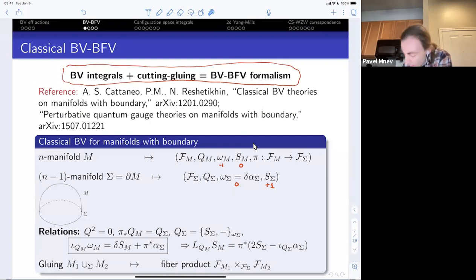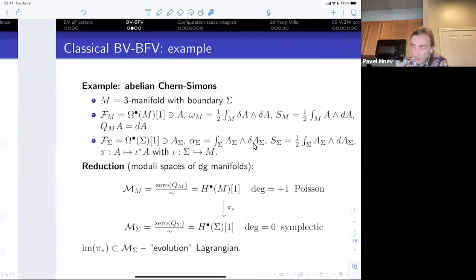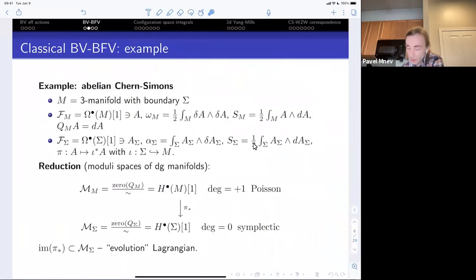So one has also gluing in this picture. A gluing of two bulk manifolds over some interface sigma corresponds to an appropriate notion of fiber product of these supergeometric packages, of bulk packages over the interface package. All right. And the simplest example here is abelian Chern-Simons theory on a three manifold with boundary sigma.